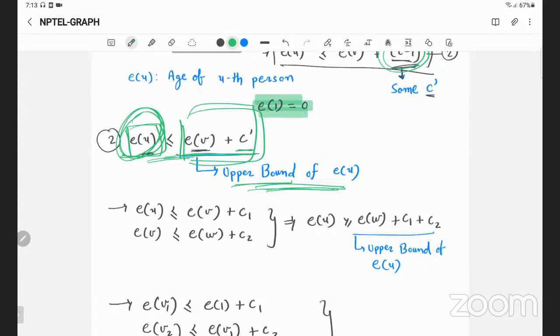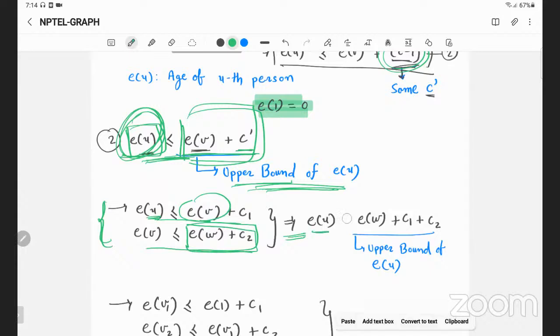And there are m pieces of information, so you will get multiple inequalities of this same form. And let's say you can also combine those pieces of information. Let's say one inequality is EU is less than or equal to EV plus C1. There will be a similar inequality for V also. So EV is less than or equal to EW plus some constant C2. And if you combine both of them, then you will get another upper bound for E of U. So you just replace this EV with its maximum value, which is EW plus C2. So you can rewrite it as EU is less than or equal to EW plus C1 plus C2, because this is the new upper bound for E of U, right?